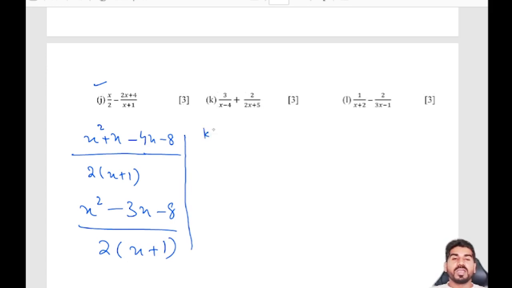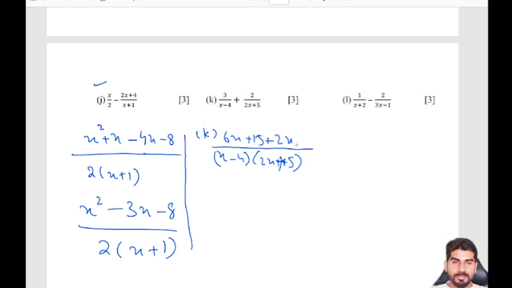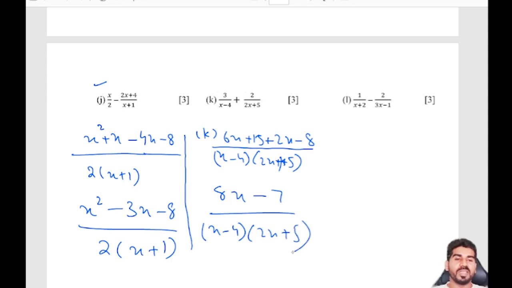Now part K is given. Again, you can see we can take the LCM here. It will be x minus 4 into 2x plus 5. This will be the LCM. Okay, now what we can do, there will be the cross multiplication here. 3 times 2x is 6x, plus 3 times 5, 15. Now there will be plus 2x and minus 4 times 2, 8. Now 6x plus 2x, it will be 8x, and 15 minus 8, it will be 7. And in the denominator, there will be x minus 4 and 2x plus 5 as it is.